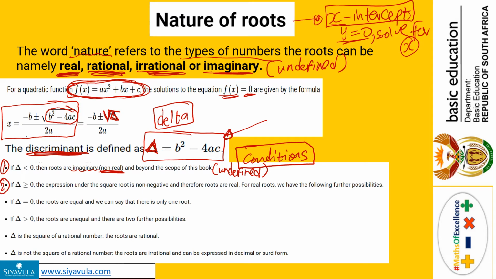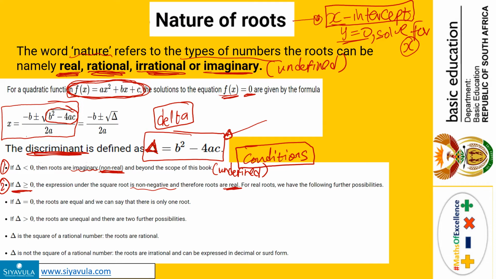Let's go to the second condition, number 2. If your delta is greater than or equal to 0, then the expression under the root is non-negative. Obviously, it's non-negative because our delta is above 0. It's positive, so the expression inside the root will be non-negative, and therefore the roots will be real. So if your delta is greater than or equal to 0, your roots will be real. For real roots, we have further possibilities.